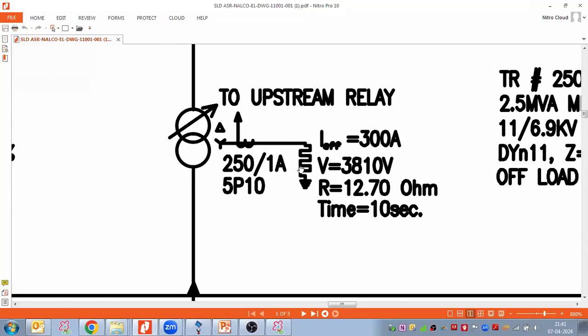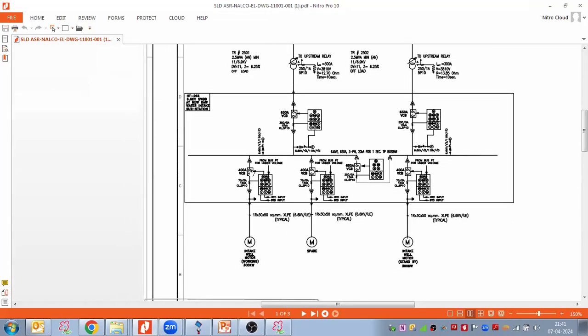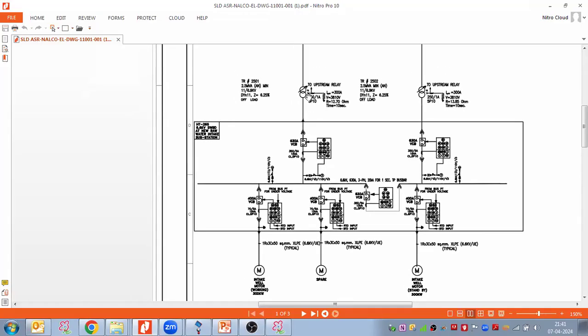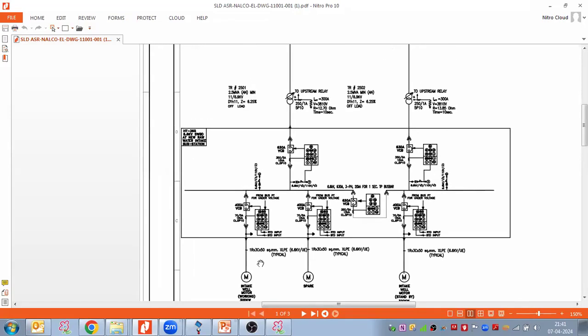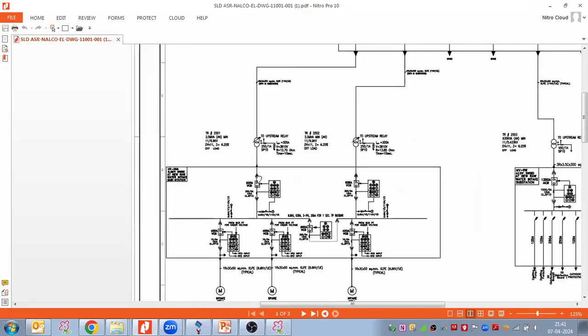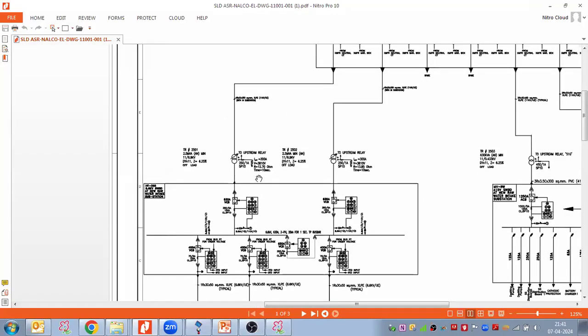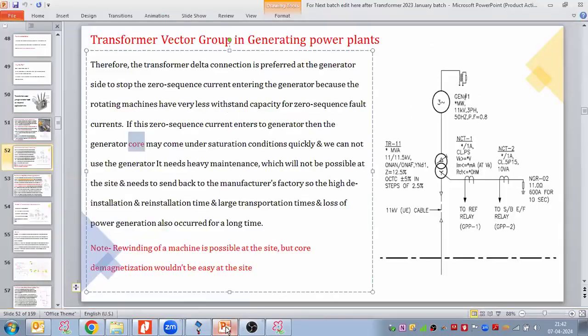So why have we taken this NGR here? Because this transformer is connected to a bus bar feeding the motors, so the transformer is very close to the motor. In order to protect the motor core, here we are putting the NGR. This particular company who prepared this single line diagram put the NGR. The same concept we can relate to the generator NGR.